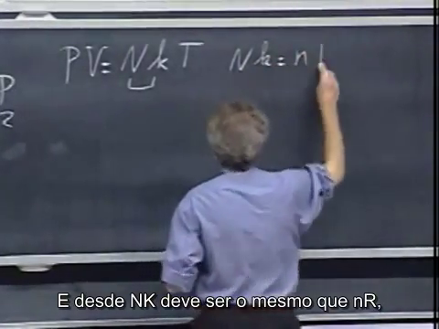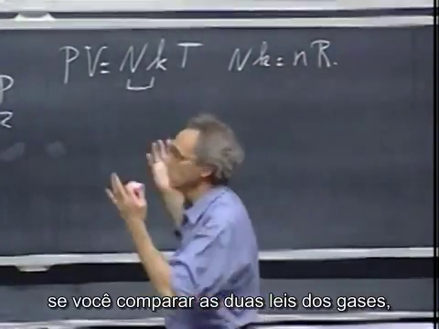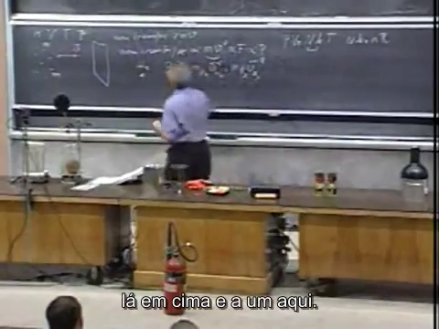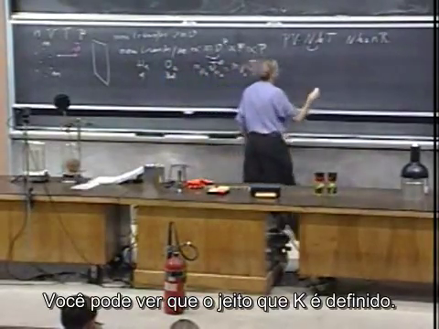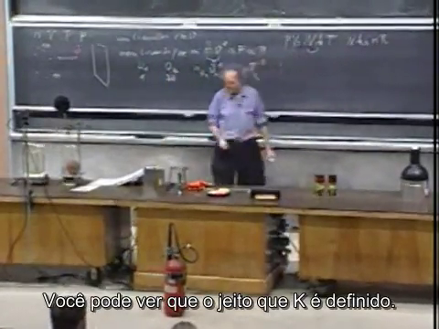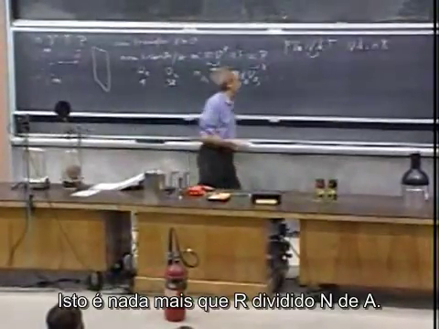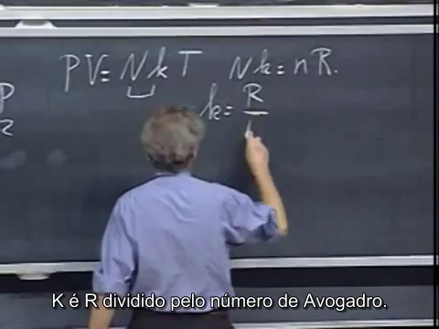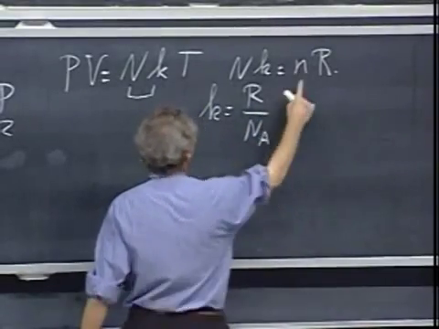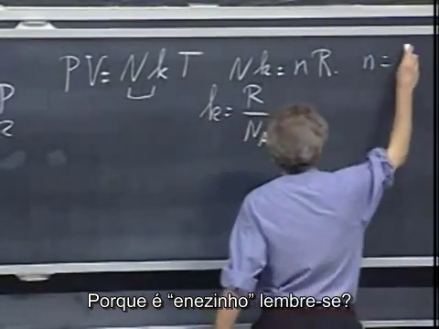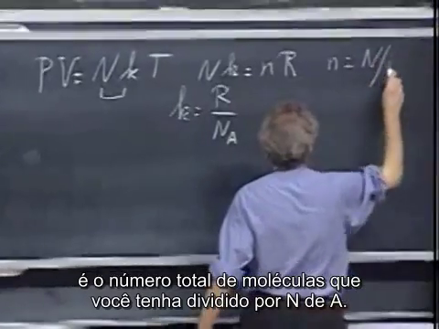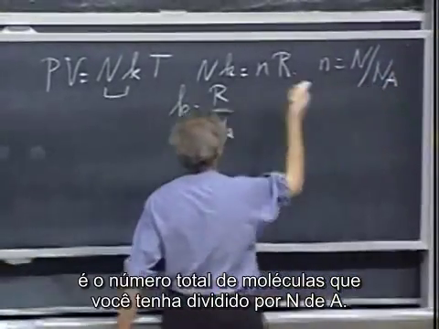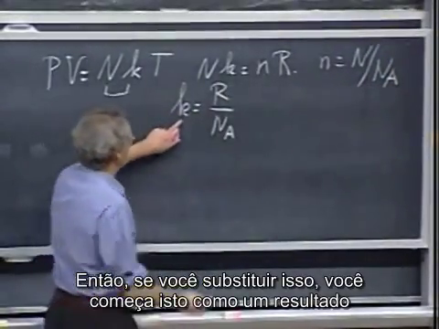And since NK must be the same as nR, if you compare the two gas laws, the one up there and the one here, you can see that the way that K is defined, it is nothing but R divided by N_A. K is R divided by Avogadro's number. Because little n, remember, is the total number of molecules that you have divided by N_A. So if you substitute that, you get this as a result.